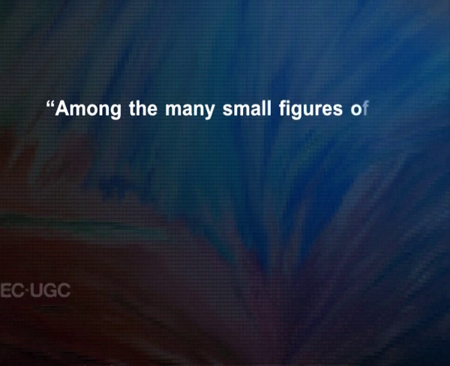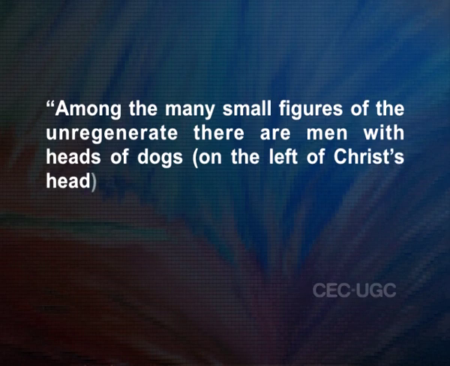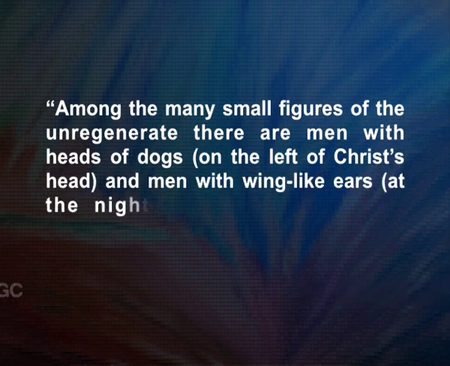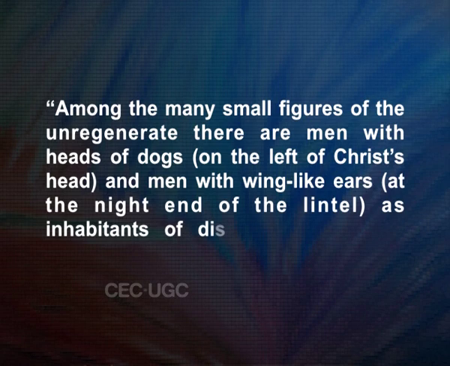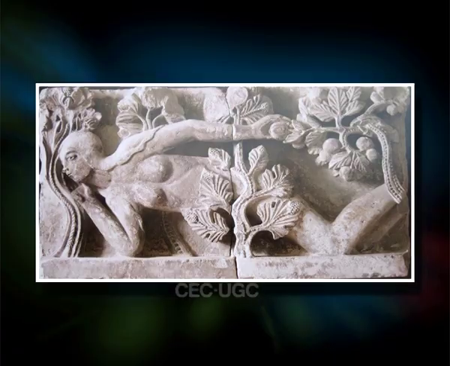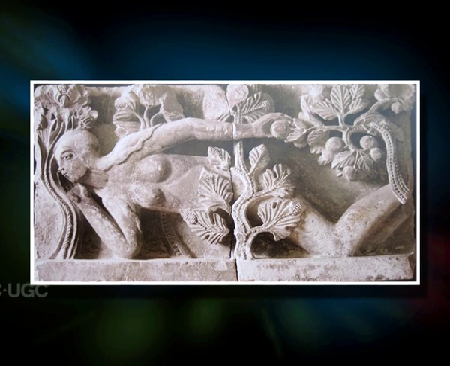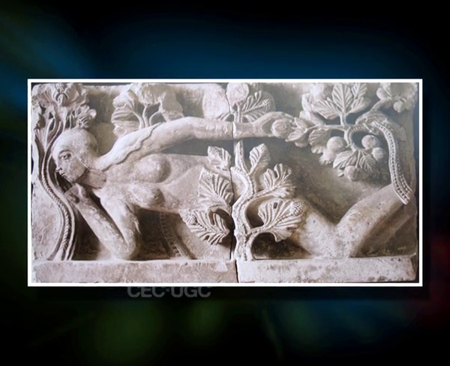Among the many small figures of the unregenerate, there are men with heads of dogs and men with wing-like ears as inhabitants of distant lands. This Cluniac pilgrimage church at Vezelay had attracted thousands of pilgrims because it was believed that it preserved the relics of Saint Mary Magdalene.